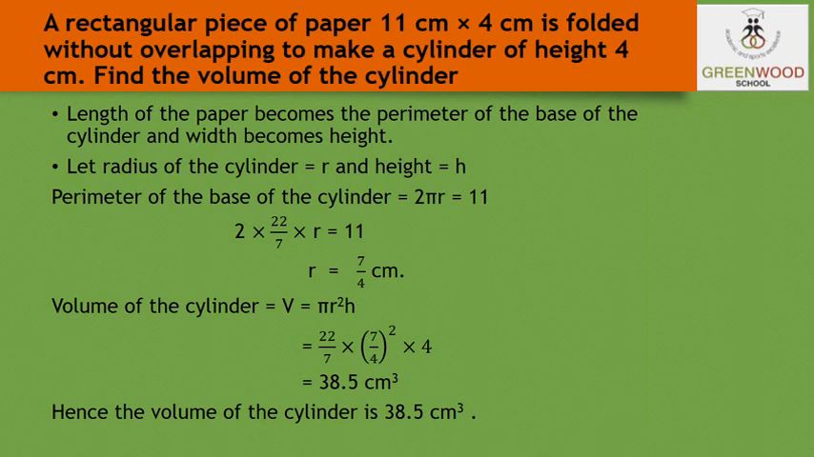Now we know the volume of cylinder is πr²h. Now we have the value of π as 22/7, r as 7/4 and h as 4. On substituting all the three values, we get the volume of cylinder as 38.5 centimeter cube. Thus the volume of cylinder is 38.5 centimeter cube.